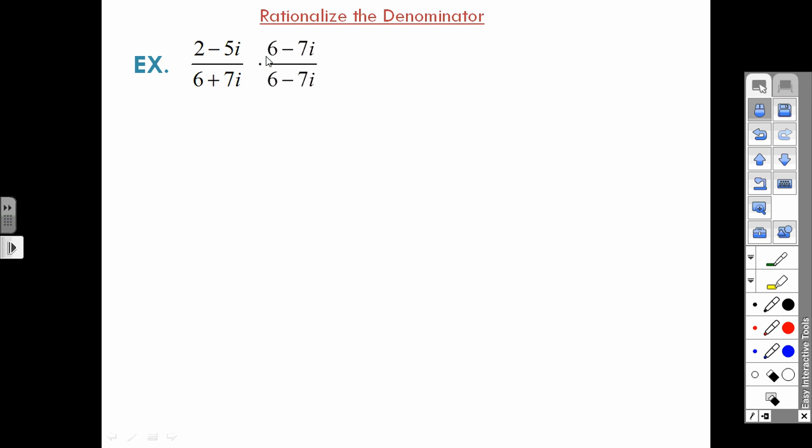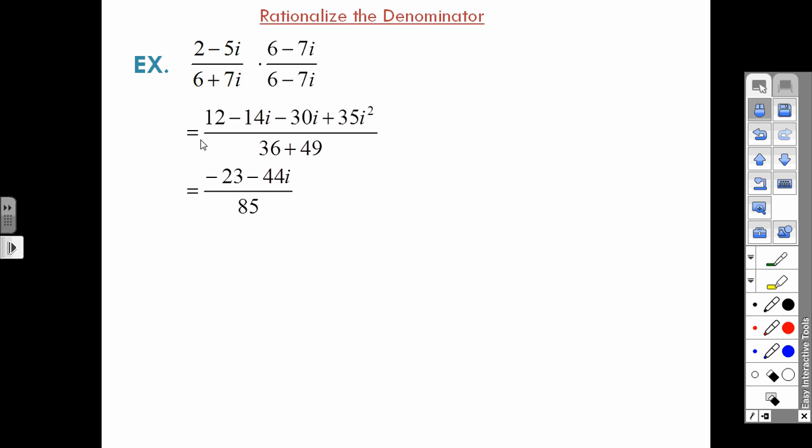On the top, you're going to multiply this out, just FOIL like you normally would. On the bottom, since these are complex conjugates of each other, you could either FOIL it out and simplify, or you can remember our rule that it's the sum of squares. So on the top, when you FOIL this out, you get this big whole expression. On the bottom, sum of squares, it would be 6 squared plus 7 squared, which is 36 plus 49.